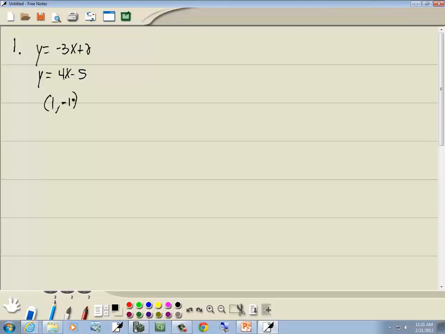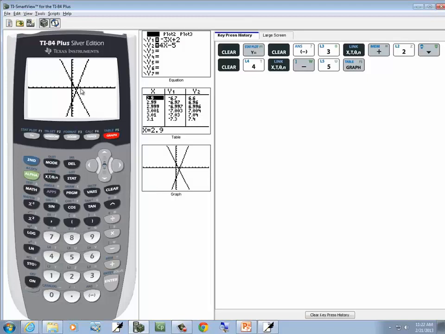Now we can verify that. This is in point form. This is our x, this is our y. So if I put negative 1 in for the y and I put 1 in for the x and see if this works. And it does. So it's kind of a little bit bad because, is this really 1, negative 1, 1.9, or negative 0.9? You really can't tell.